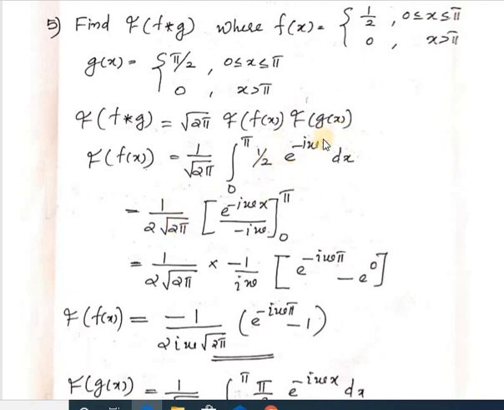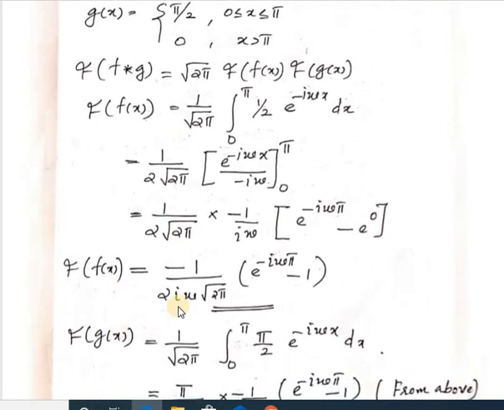Then integral of e raised to minus i omega x is e raised to minus i omega x divided by minus i omega, limit from 0 to pi. First apply the upper limit pi. We can take this term 1 by minus i omega outside. Now apply the upper limit pi, so it becomes e raised to minus i omega pi minus lower limit 0, e raised to 0. And e raised to 0 is 1, so the answer becomes F of f of x equal to minus 1 by 2 i omega root 2 pi, e raised to minus i omega pi minus 1.